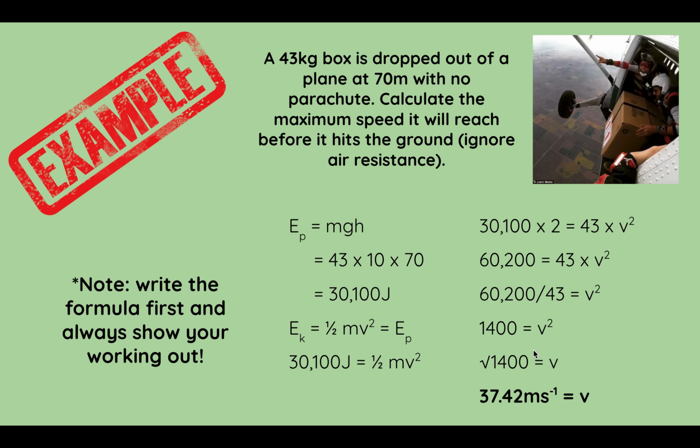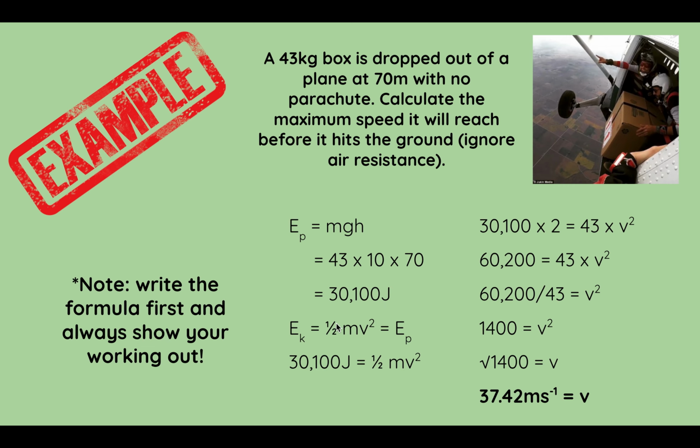Here is an example. This is our last slide. So a 43 kg box is dropped out of a plane at 70 meters with no parachute. Calculate the maximum speed it will reach before it hits the ground, ignoring air resistance. So I'm going to calculate my potential energy first because we're starting at the top of its flight. So we know that gravitational potential is mass times gravity times height. So my mass is 43, my gravity is always 10, and my height is 70 meters. So I've got 30,100 joules of potential energy at the top.